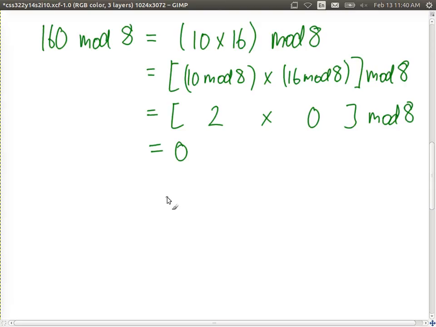Well, with small numbers, you don't need to apply that rule, but when you have larger numbers, even with implementing software to do this for us, using such properties can make implementations much faster.